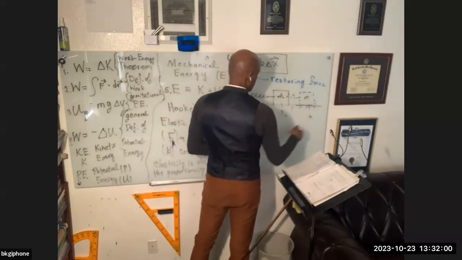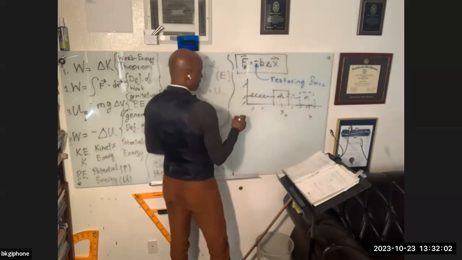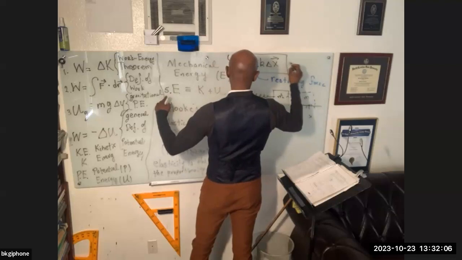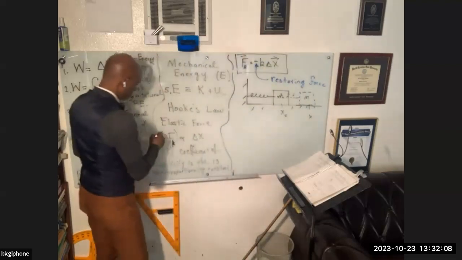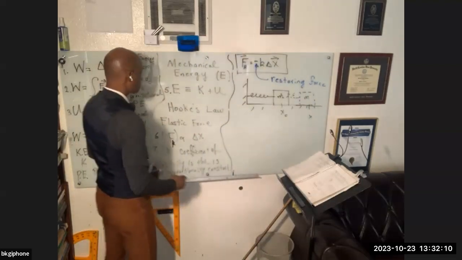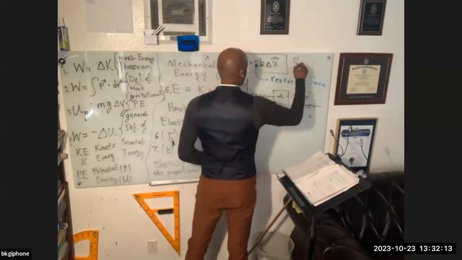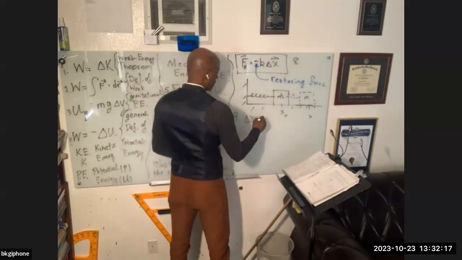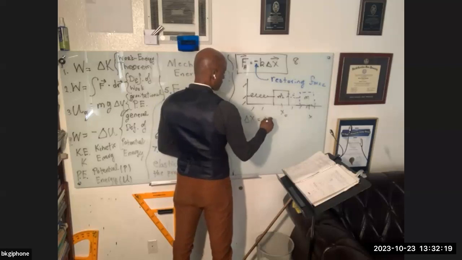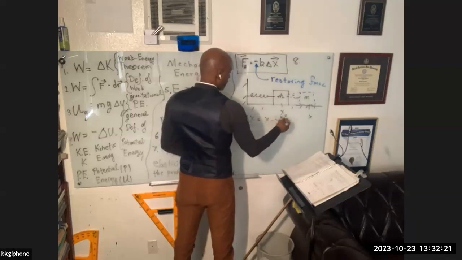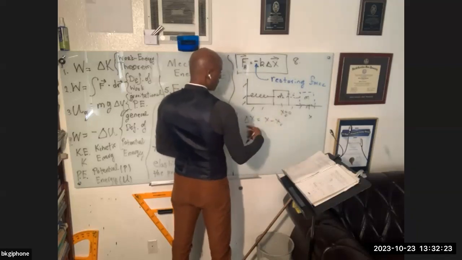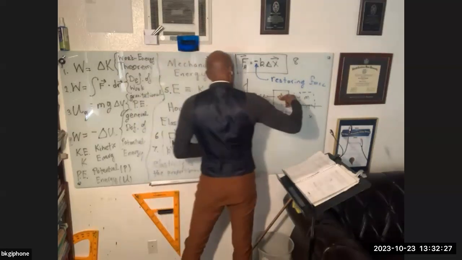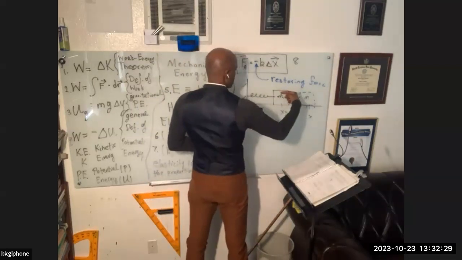Now here, if I stretch it out to x, then remember delta x by definition is x final minus x initial, so it's going to be x minus x naught. If you assume that x naught is 0, then delta x is just x. But my point is that once I begin to stretch it, the force begins to increase.